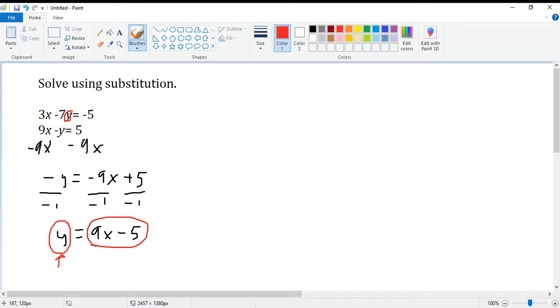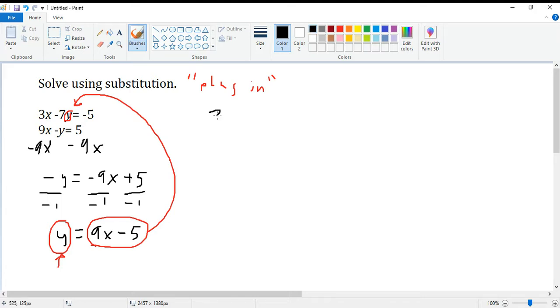Now we're going to substitute. Substitute you can think of as plugging in or sticking in. We're going to substitute this 9x minus 5 into the y in your other equation. I would suggest drawing these circles and this arrow. I don't know why it helps, but it seems to help students understand this method better.